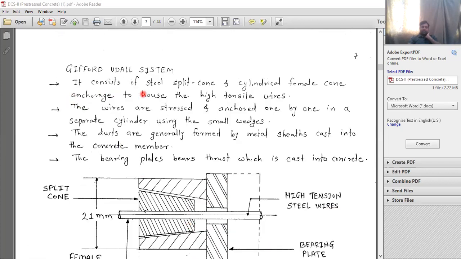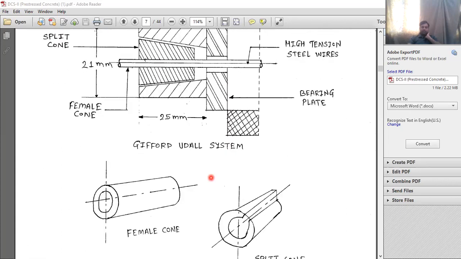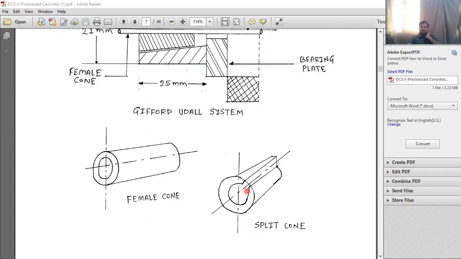Here it consists of steel plates and a split cone. If you want to see, this is the split cone, with a notch in the middle like this. So this is the split cone, and this is the female cone.